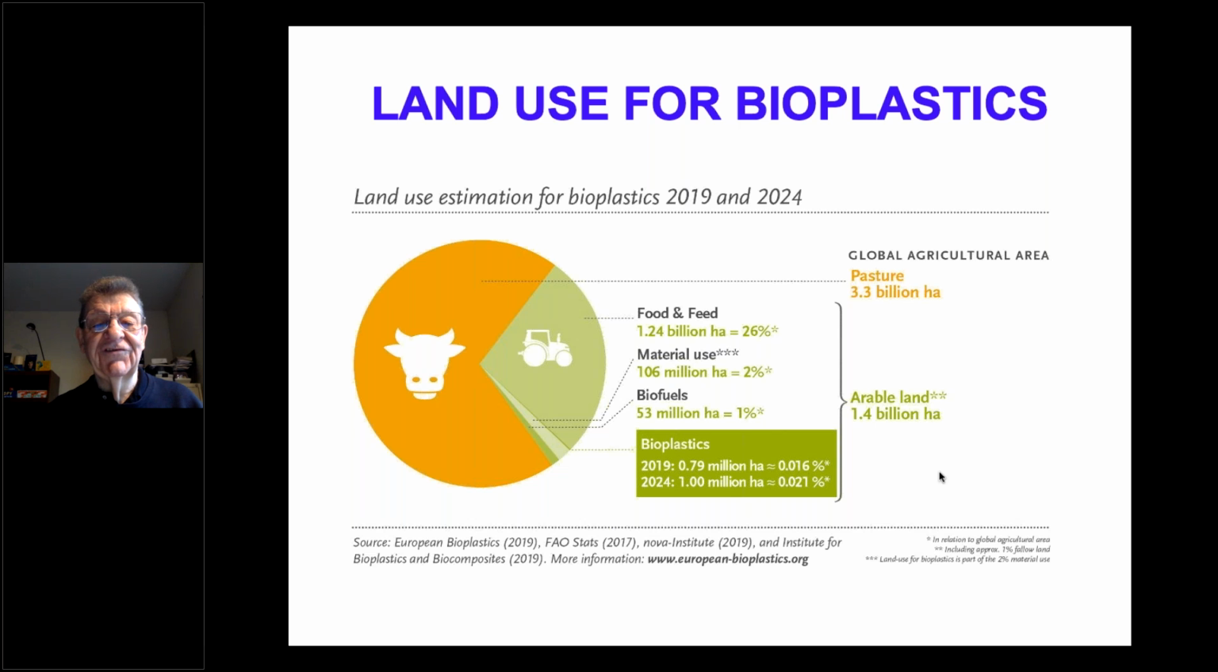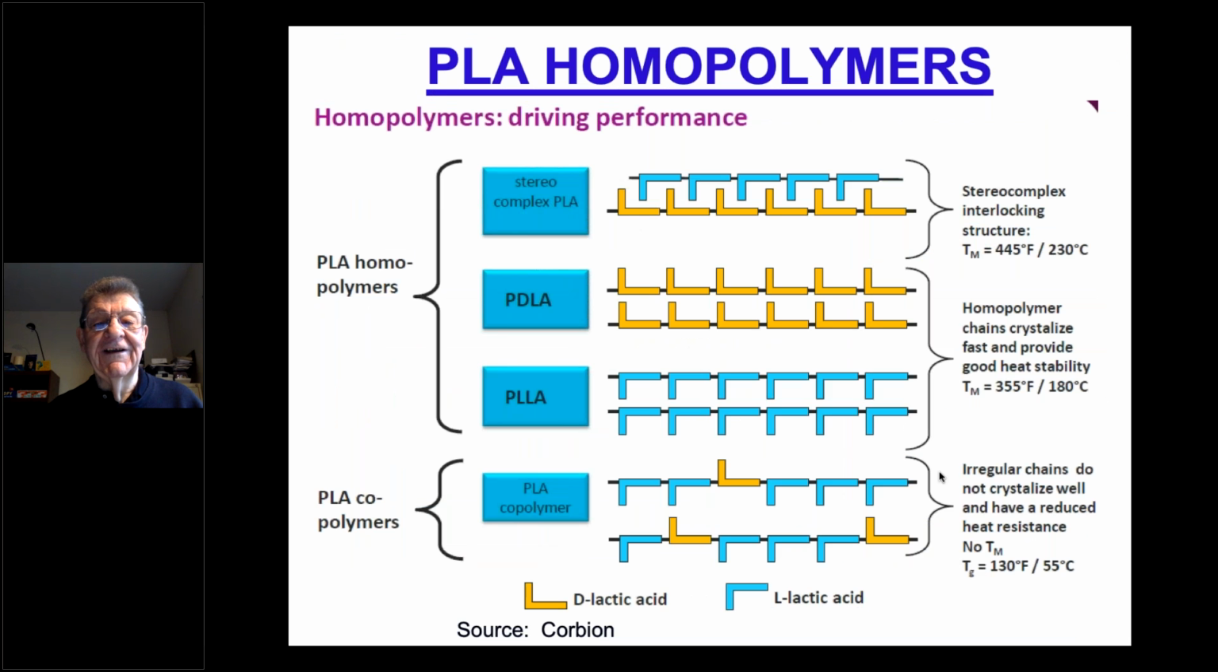I think I have a chart here. Yeah, you can see here these stereocomplexes made from a blend of homopolymer D and L, which get you up to about 230 Celsius. The original, we were talking about a heat distortion temperature of around 55. You can see the improvements there.